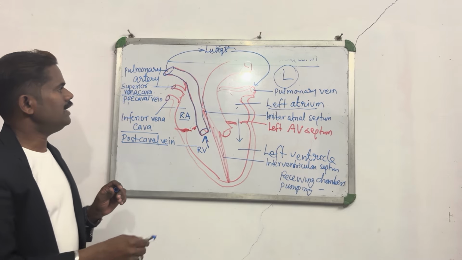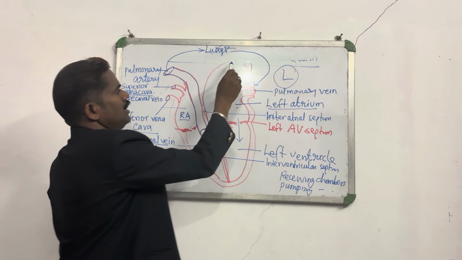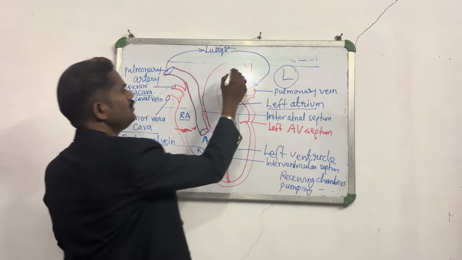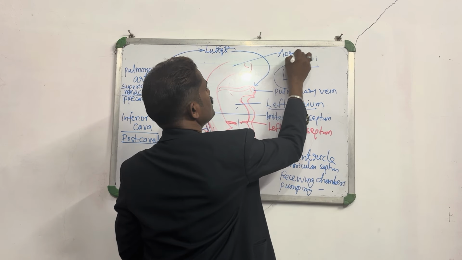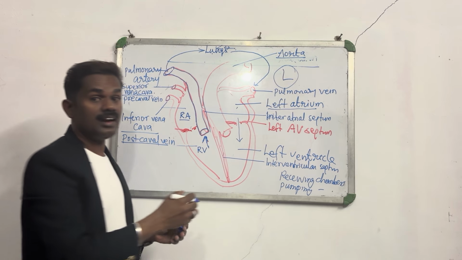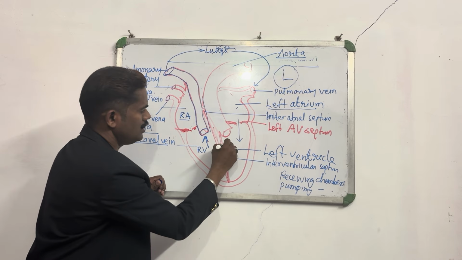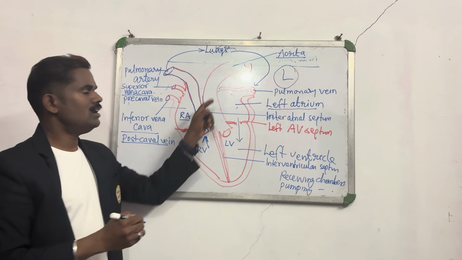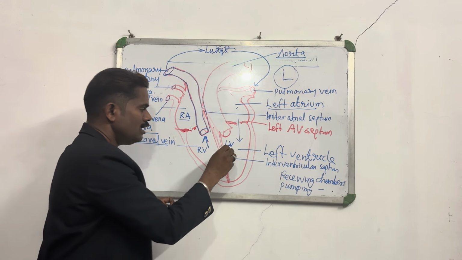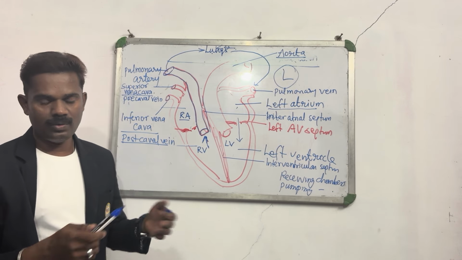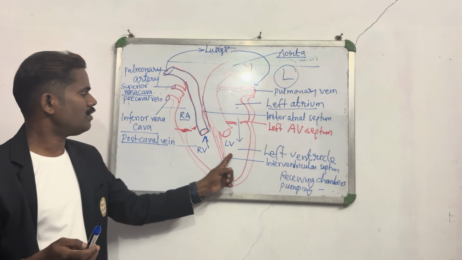Then another important artery, this is aorta. This is the largest artery in our body. This originates from left ventricle. Aorta starts from left ventricle, and left ventricle pumps oxygenated blood to all other body parts. All the body parts get oxygenated blood from left ventricle.